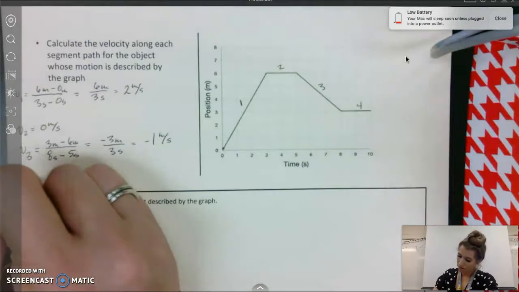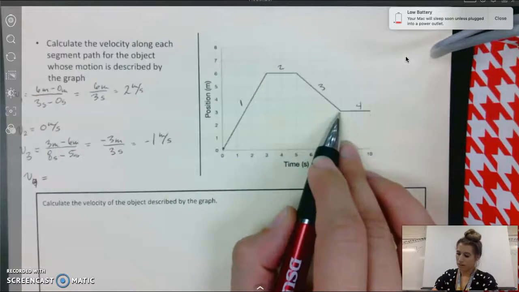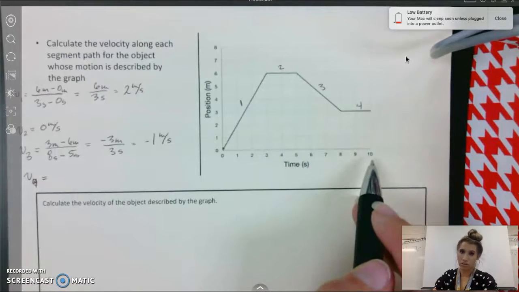And then back to the velocity of section 4, exactly the same as section 2. We stayed in the same position over some span of time, in this case 2 seconds. And so we had moved 0 meters per second.